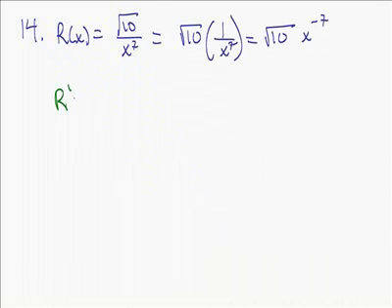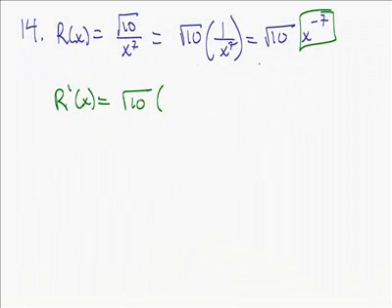Don't forget to put your notation. This is r prime of x. What's it equal to? Well, they have a constant there, so we'll just bring that constant down times the derivative of this power function, x to the negative 7th. Bring the negative 7 down, times x to the, reduce the power by 1, negative 7 minus 1, that's negative 8. So we have negative 7 times the square root of 10, x to the negative 8.